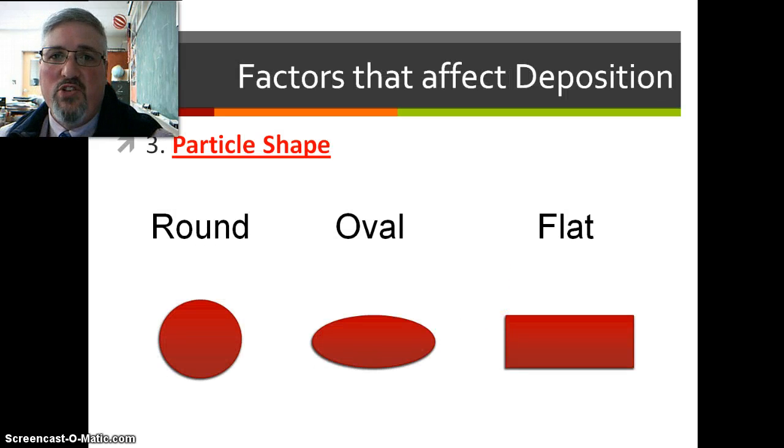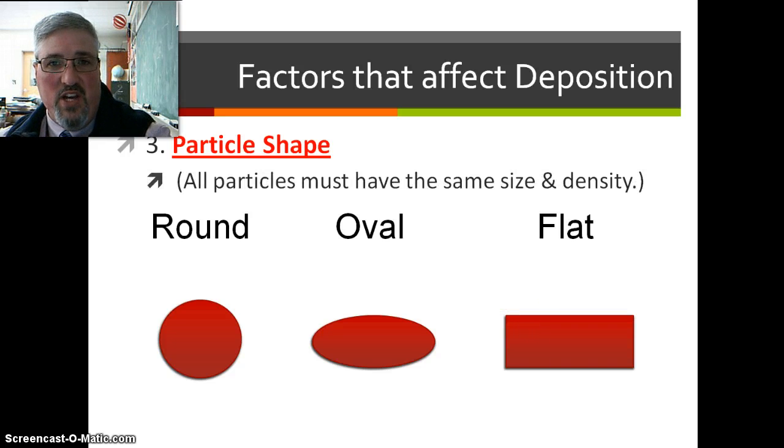Particle shape is the third factor. Here we have round, oval, and flat shapes. All of the particles must be the same size. They must all be the same density. That way you know that the only thing affecting how fast they settle is the shape. So it all has to do with how fast the water can move around the particle.